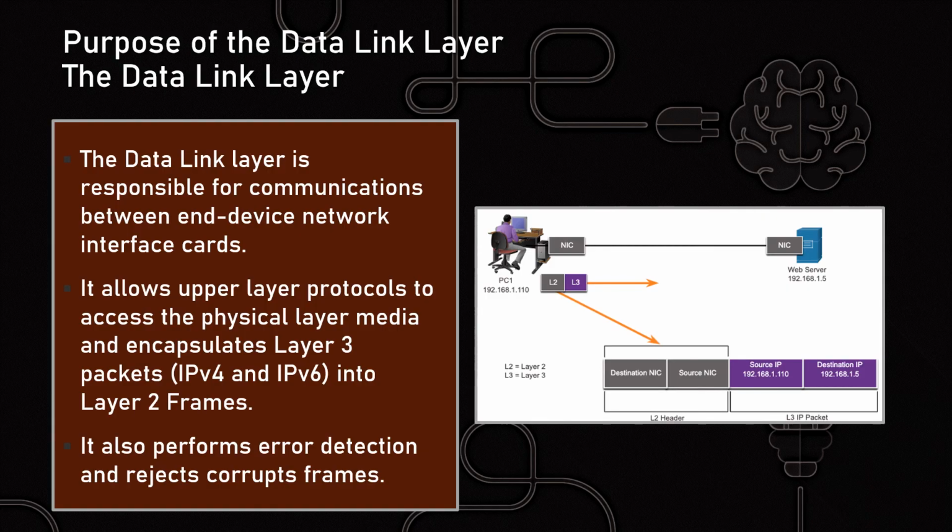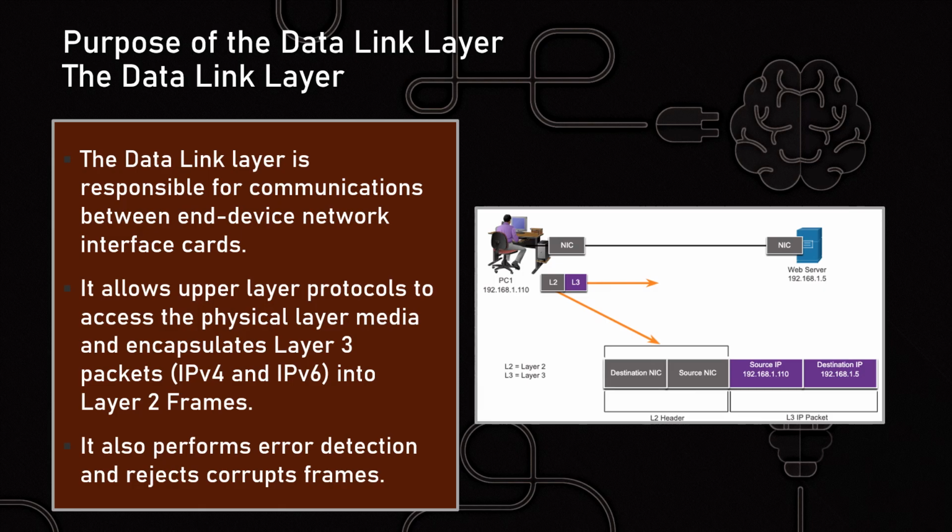So the data link layer is responsible for communications between end device network interface cards. So there's a NIC on your host machine that you're using right now, and there's a NIC on the server that you're accessing this video from. And whatever intermediary devices exist in between, there is an interface port as well.